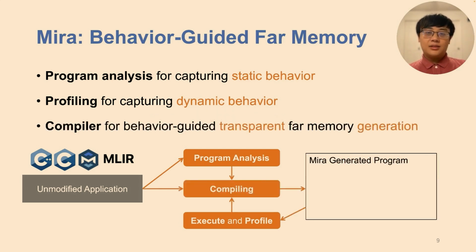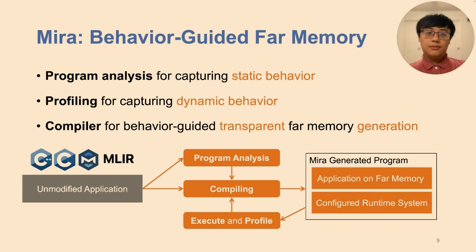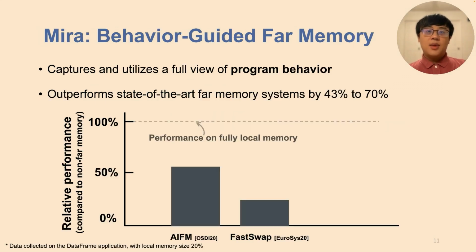After getting both behaviors, Mira uses a compiler to integrate all behaviors and transparently generate the file memory program, including transforming the program to access file memory and configure the optimal file memory runtime system. Finally, Mira runs the process in profile-guided loops to iteratively adapt to newly discovered and changing program behaviors. With all this, Mira successfully captures and utilizes a full view of program behavior. Compared to state-of-the-art file memory systems, Mira outperforms them by 43 to 70%.